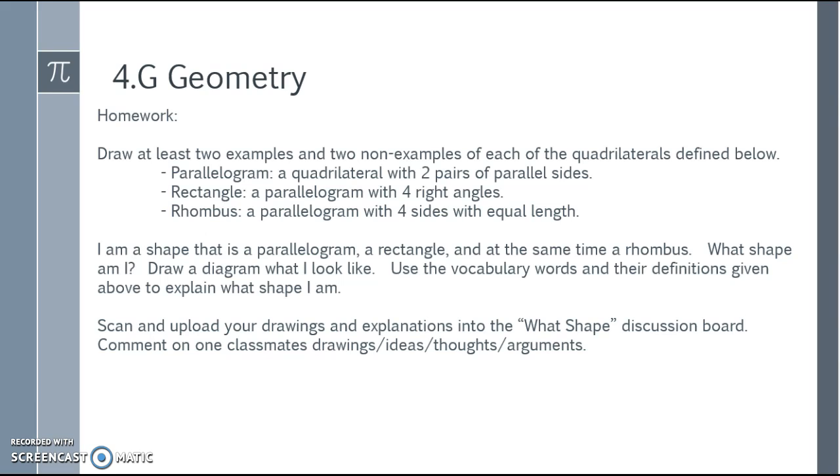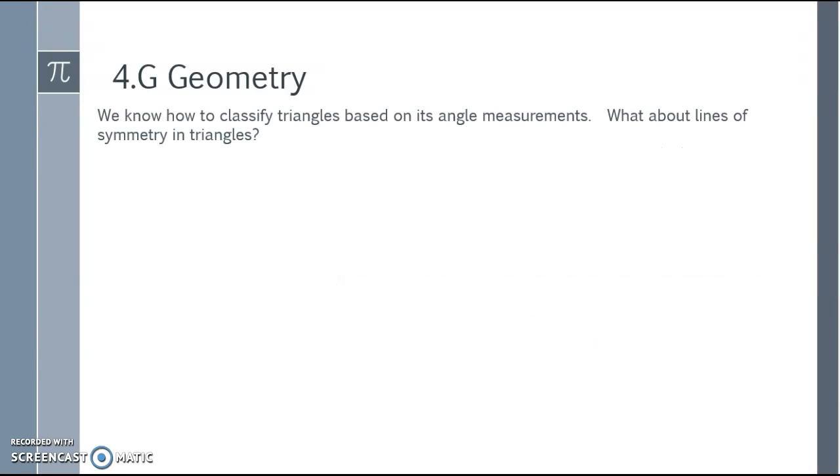For your homework, draw at least 2 examples and 2 non-examples of each of the quadrilaterals defined below: parallelogram, rectangle, and rhombus. Then: I am a shape that is a parallelogram, a rectangle, and at the same time a rhombus. So I am all 3 shapes. What shape am I? Draw a diagram of what I look like. Use the vocabulary words and their definitions given above to explain what shape I am. Scan and upload your drawings and explanations into the What Shape discussion board. Comment on one classmate's drawings, ideas, thoughts, or arguments.